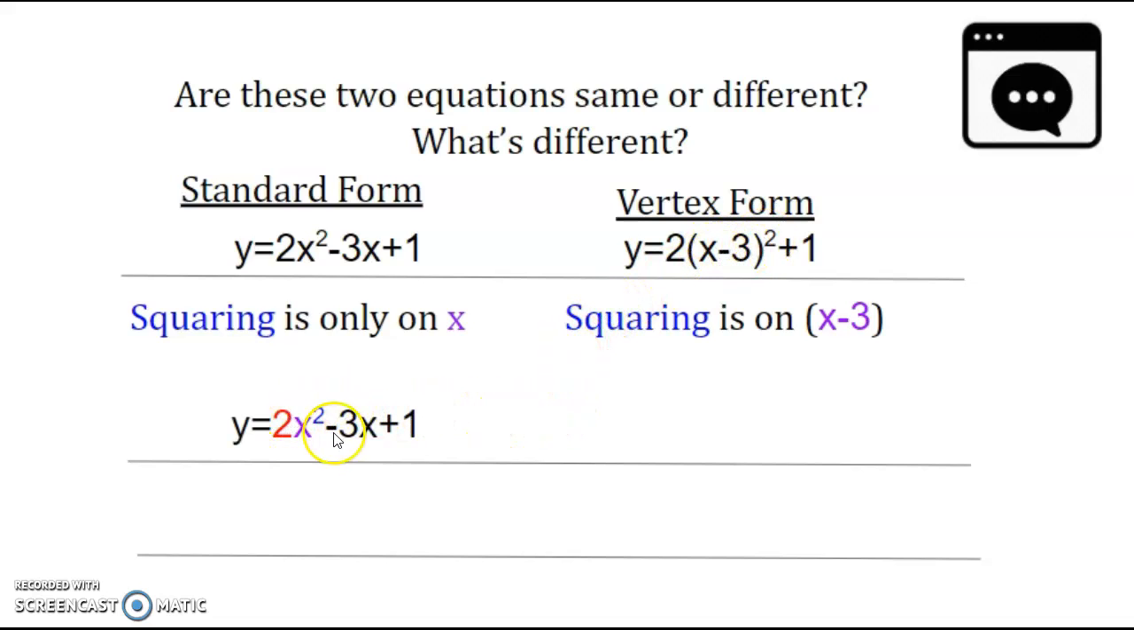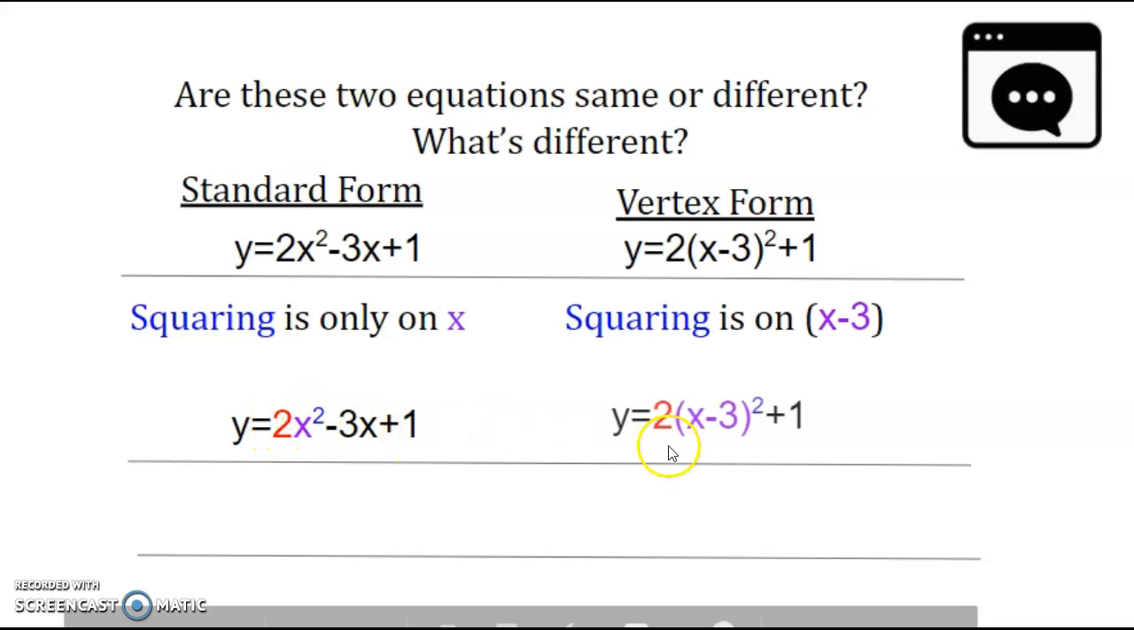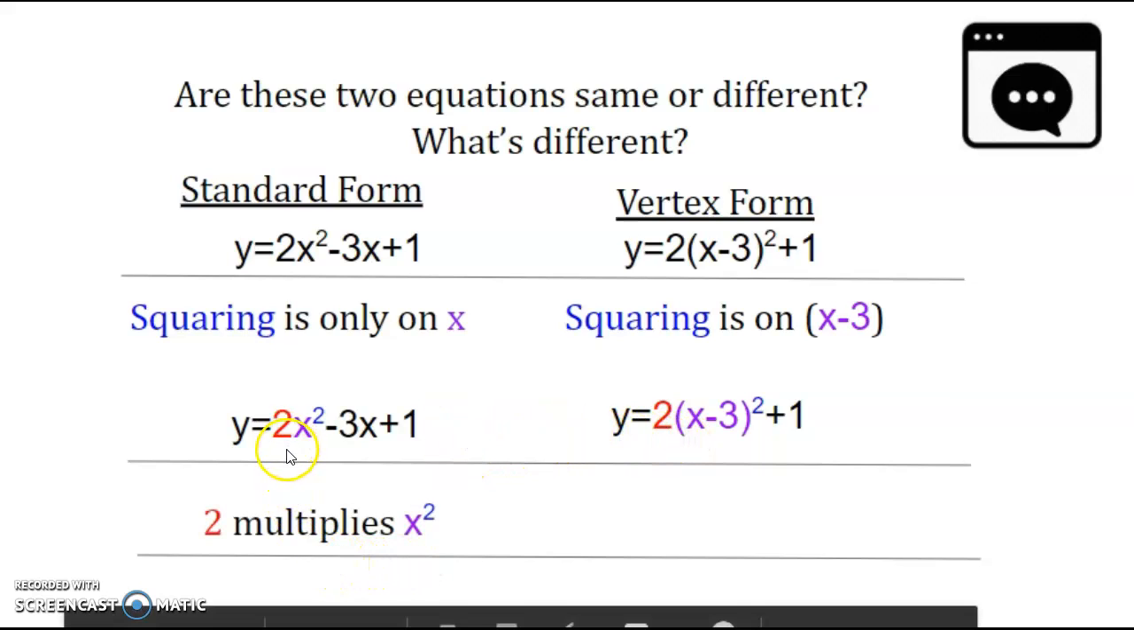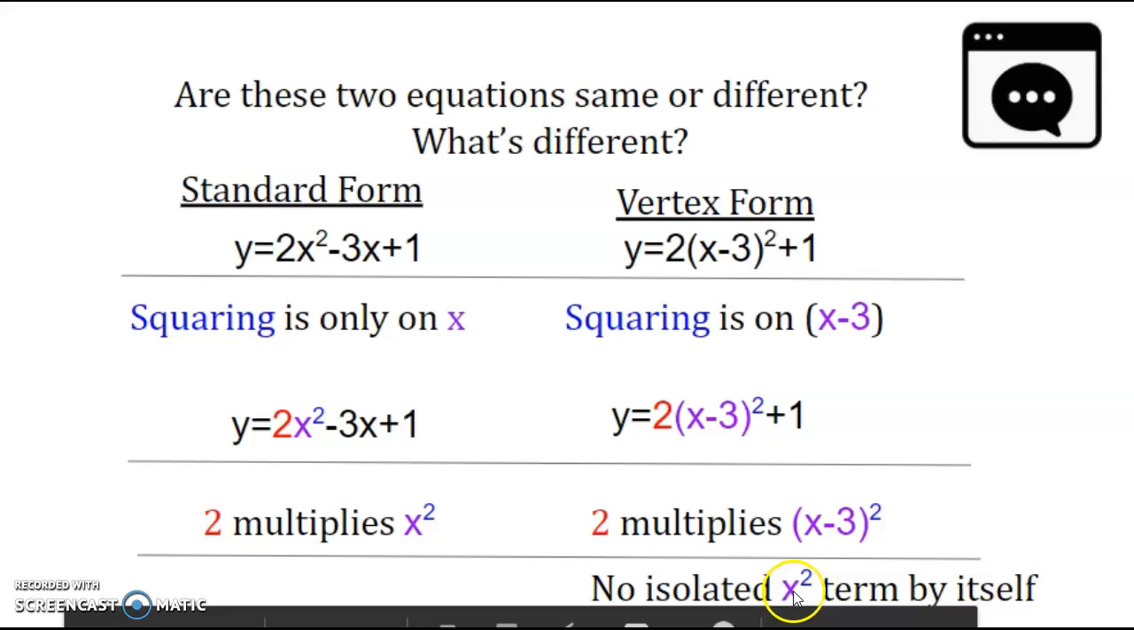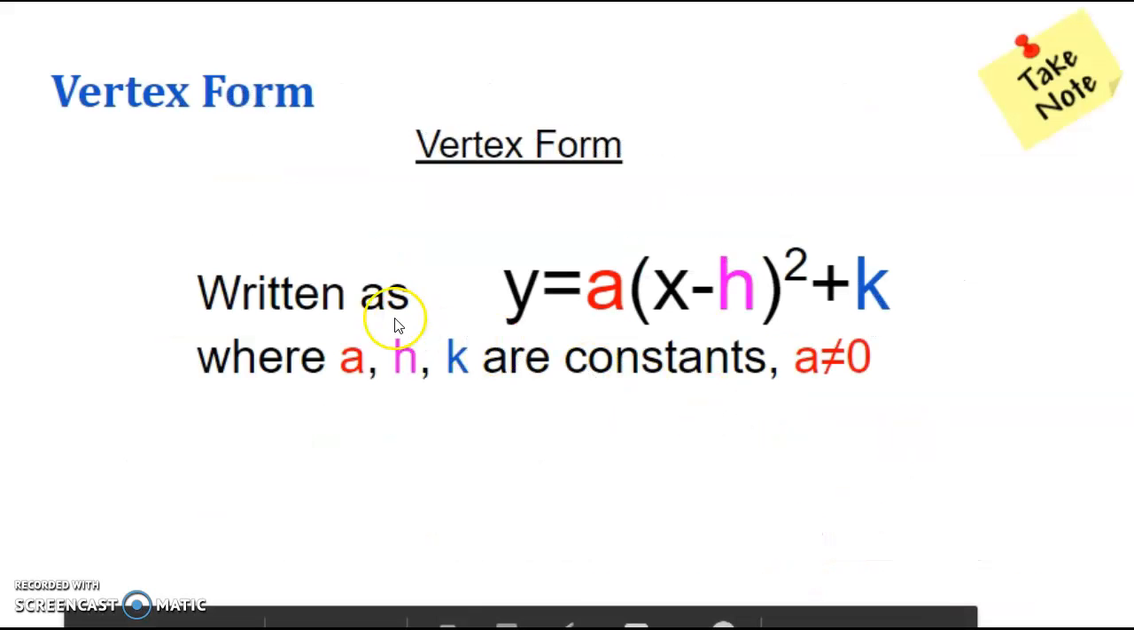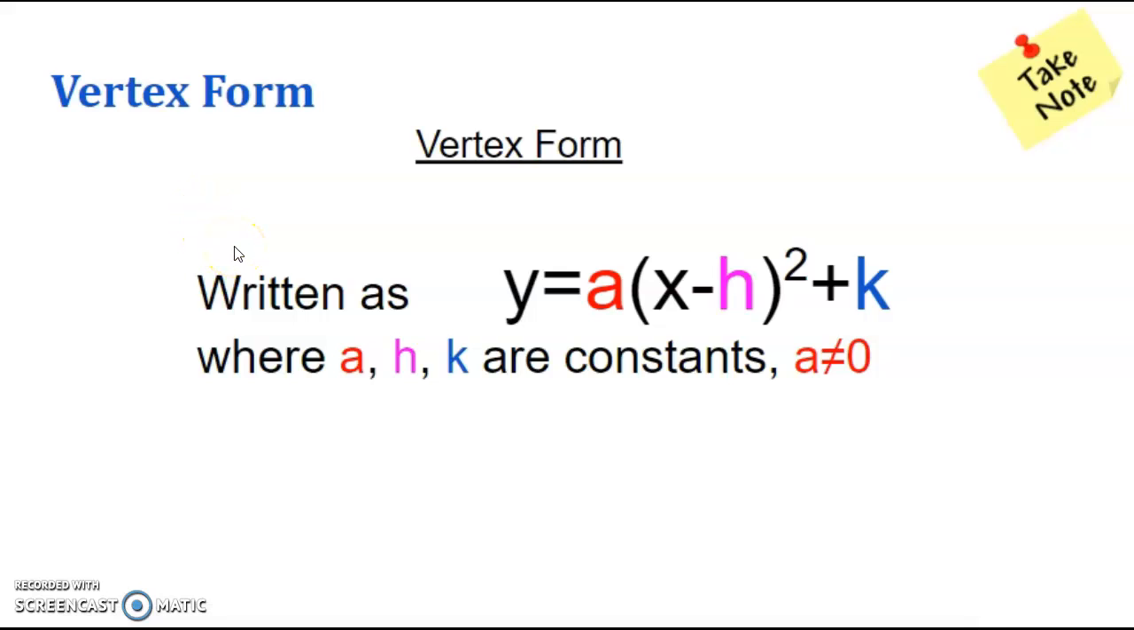Now let's specifically look at the first number that is being multiplied to x squared here and there in the standard form and the vertex form. What's going on here? 2 is being multiplied to x squared. In this case, 2 is being multiplied to (x minus 3) all squared. So there is no isolated x squared term by itself.